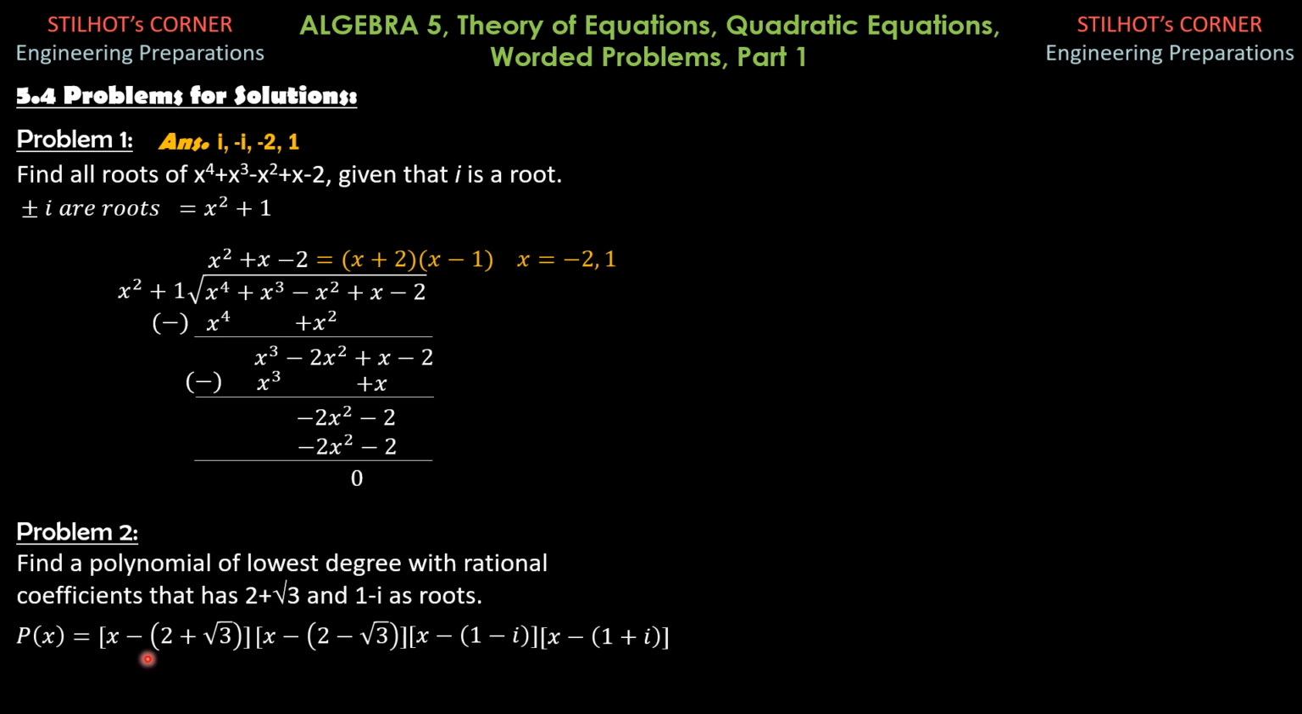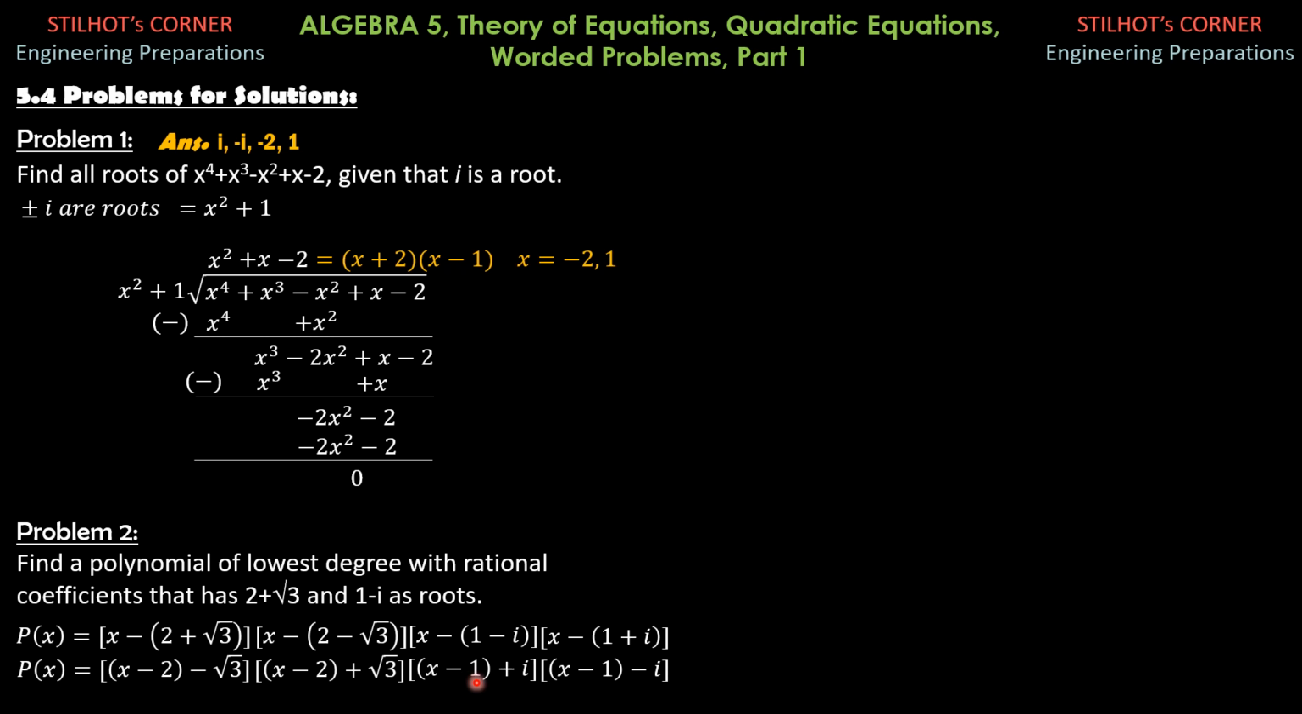So simplifying, this is x minus 2 minus square root of 3. This is x minus 2 plus square root of 3. This is x minus 1 plus i. And this is x minus 1 minus i. So we have x minus 2, negative square root of 3, positive square root of 3, which can be simplified into quantity x minus 2 squared minus 3.